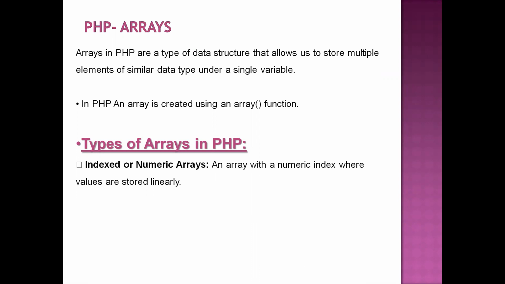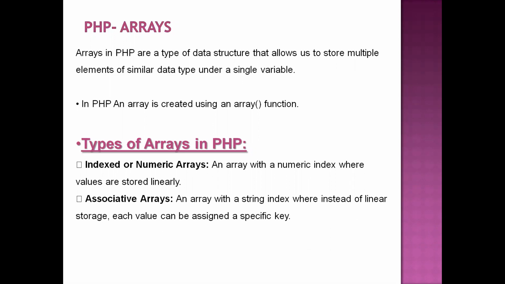First category is indexed array or numeric array. In this indexed array, the elements will be stored in a sequential manner, one after the other, and every value of that array will be accessed by using the index. In this category, the indexes will be in the form of numbers. Always the first element will be stored at index 0, the second element at index 1, and so on. The nth element will be stored at index n minus 1 position.